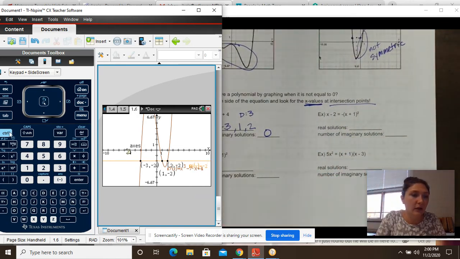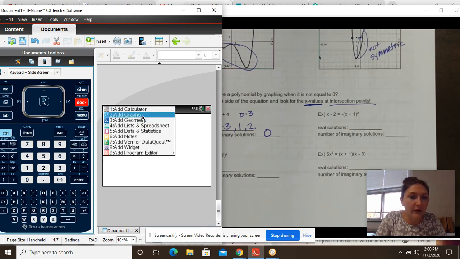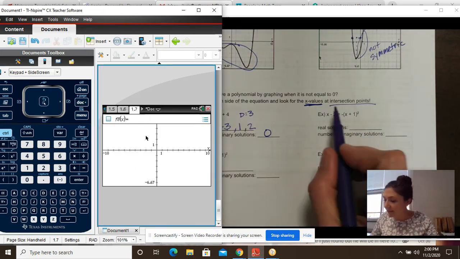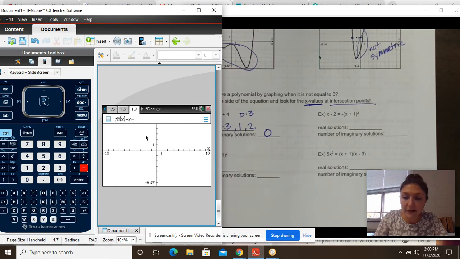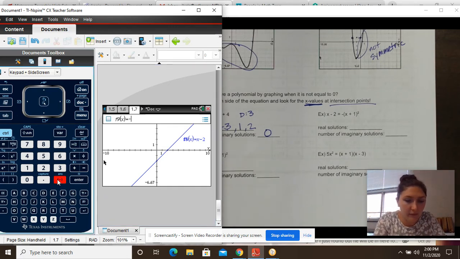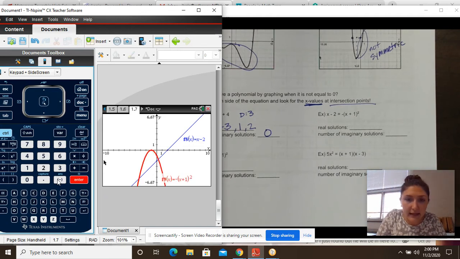Okay, so let's take a look. Control Doc, let's add another graph. And let's graph this next guy. So x minus 2 is the left side. And now we'll hit the tab key to bring up that equation entry line. And this time we have negative, make sure you use the negative key, not subtraction, negative x plus 1. And this guy's squared. And we'll hit enter.